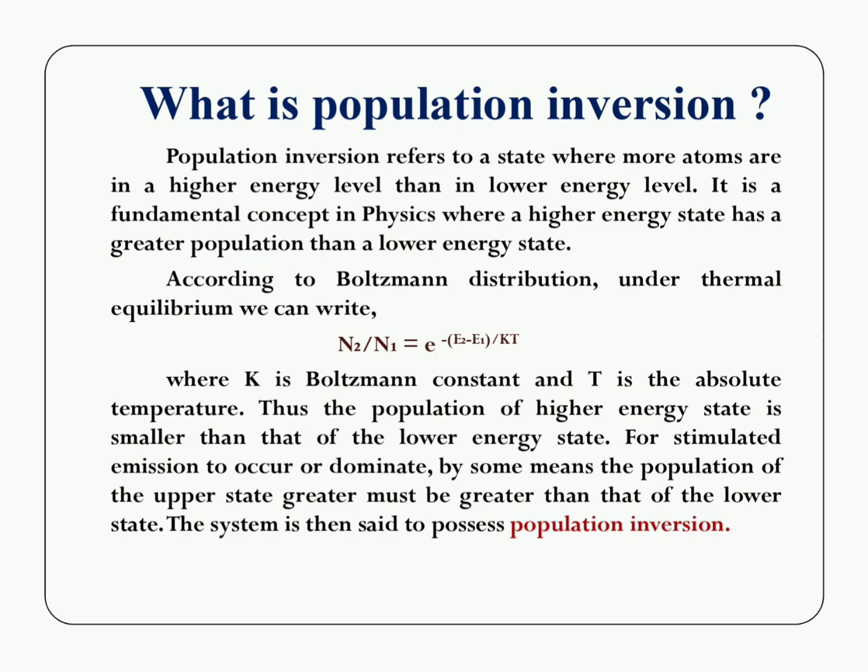According to Boltzmann distribution, N2 by N1 equals e to the power minus (E2 minus E1) divided by kT. So in order to make the higher energy state consist of more atoms, population inversion is required. Without it, we cannot get proper amplification of light.